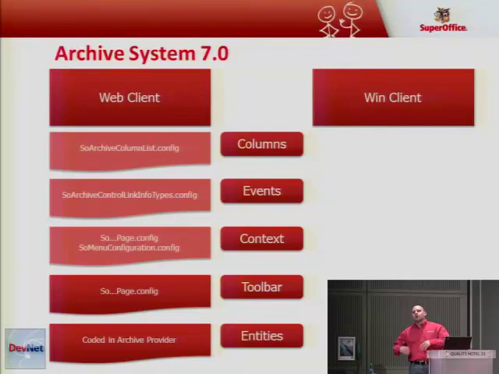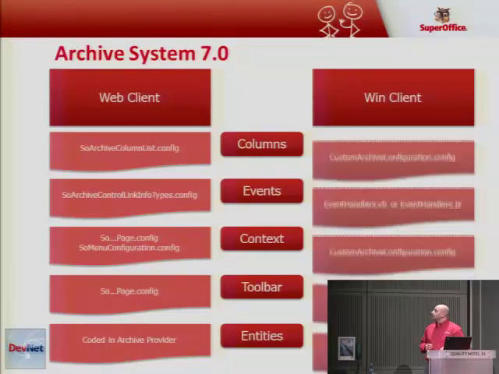Every archive control provides one or more entities, one or more models, one or more real-world objects, persons, documents, sales, those sort of things, and allows you to select from that. Windows client.